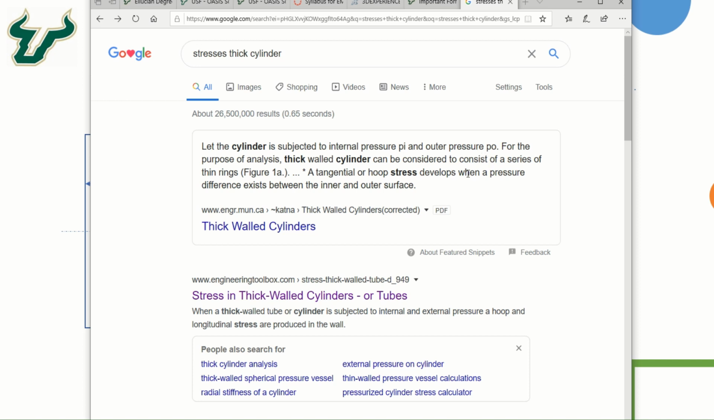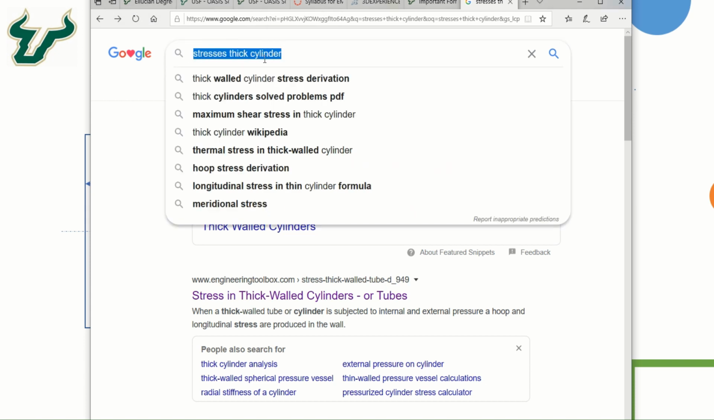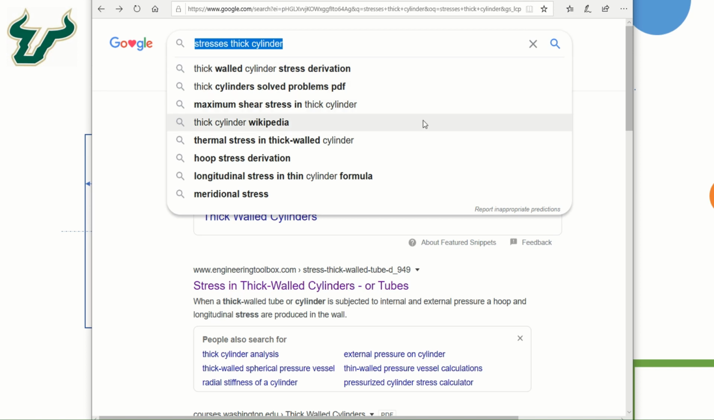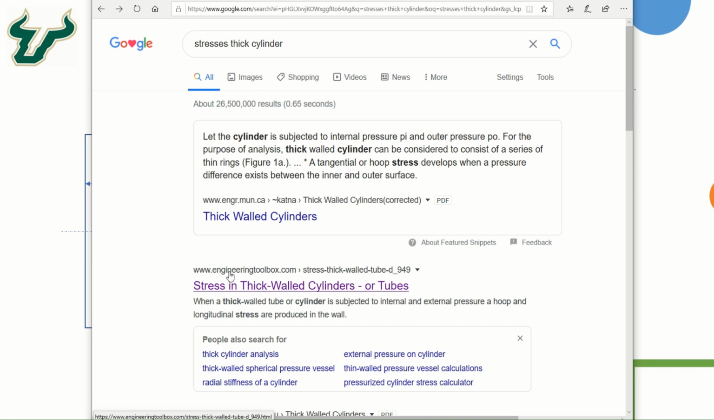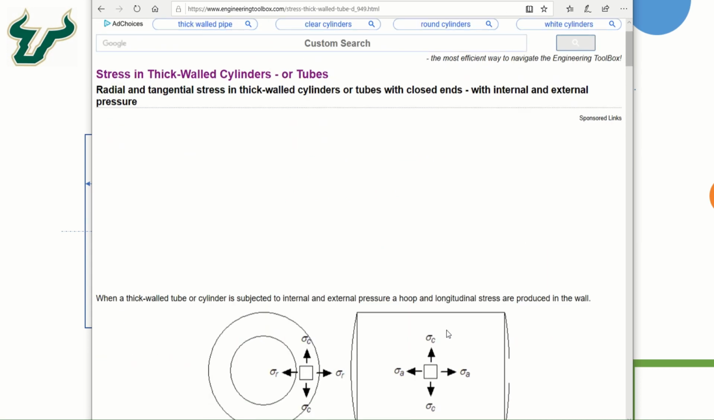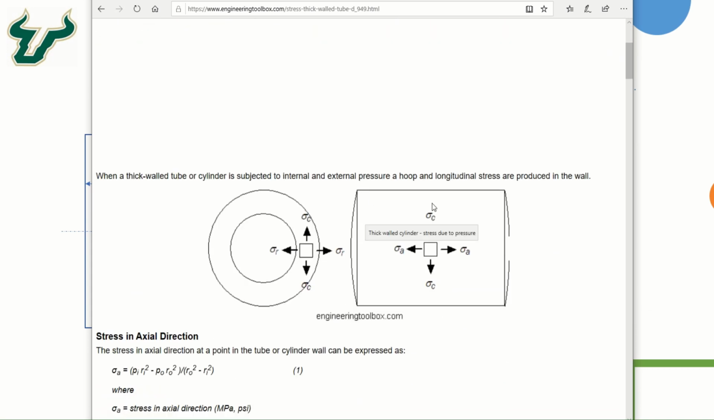In order to look at different types of stresses, if you search for stresses in thick cylinder in Google, and click on the first link, which is from the Engineering Toolbox, stress in thick wall cylinders or tubes, that is the pressure vessel or thick wall cylinder we are looking at. There are 3 important stresses. One is the axial stress, which is along the axis of the pressure vessel. Then you have the circumferential stress, sigma c, also called the hoop stress.